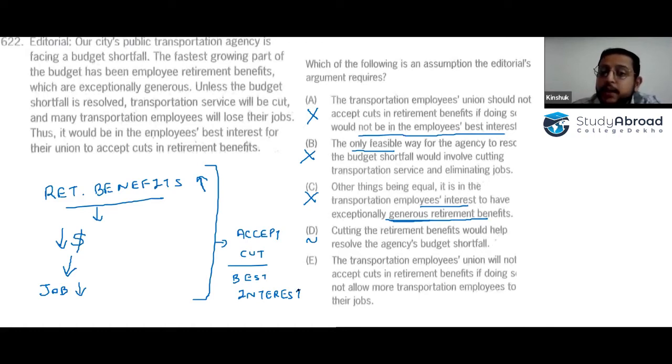How is it saying that? That they should not accept the cut in the retirement benefits if the transportation employees are not able to keep their jobs. That is as good as saying that they should not accept the cuts if it is not in the employees' best interest. So again, E is not the assumption behind this argument. So the right answer choice is answer choice D.